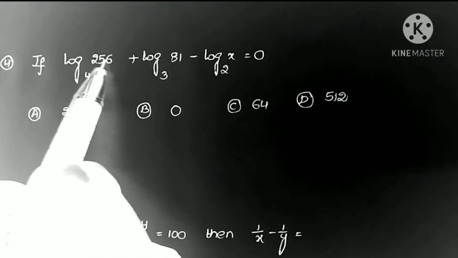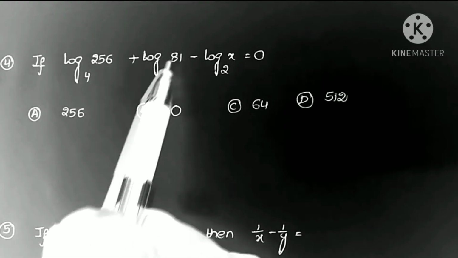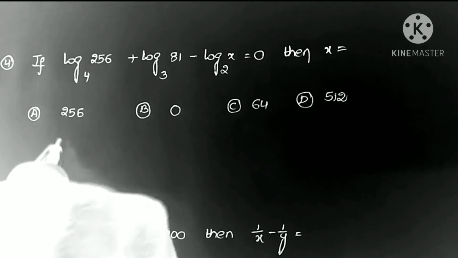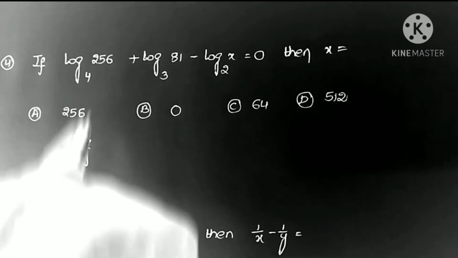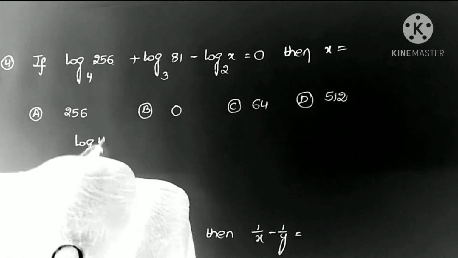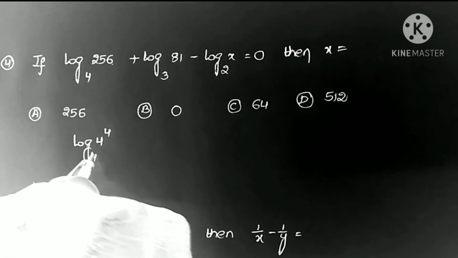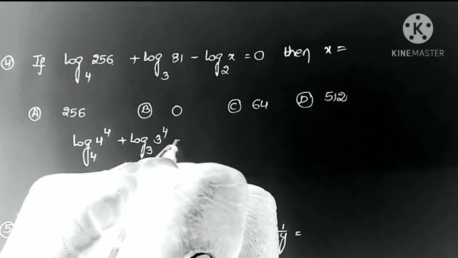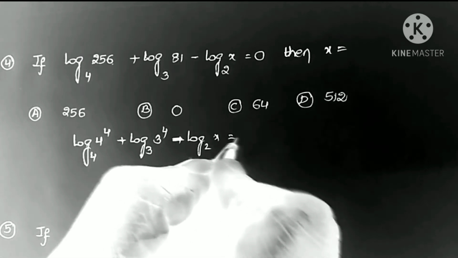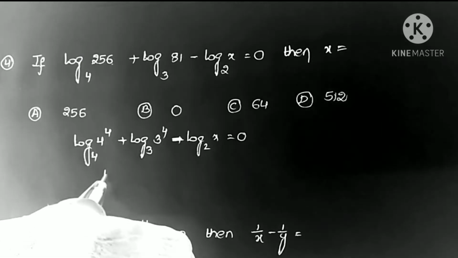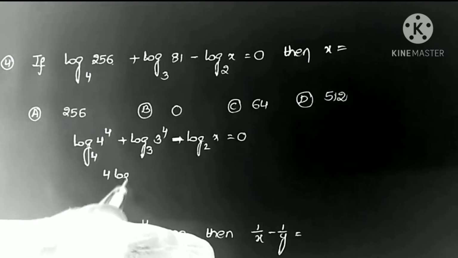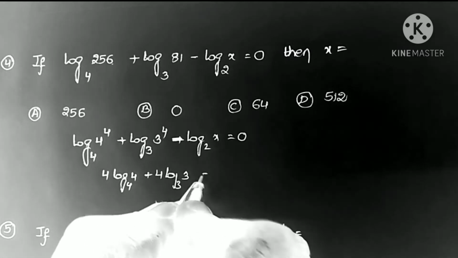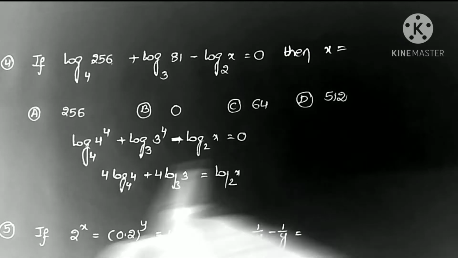Next problem: if log 256 to the base 4 plus log 81 to the base 3 minus log x to the base 2 is equal to 0, then what is the value of x? So first we take the given equation: log 256, that is 4 power 4, log 4^4 to the base 4 plus log 81, this is 3^4, to the base 3 minus log x to the base 2 equal to 0. Now this is equal to 4 into log 4 to the base 4 plus 4 into log 3 to the base 3 equals log x to the base 2.